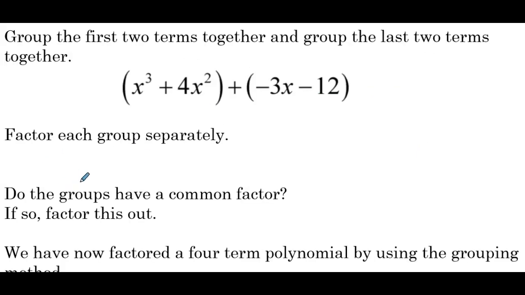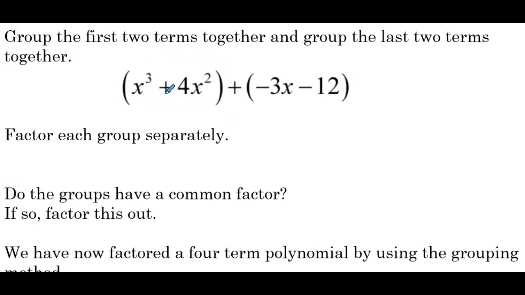Well, the key here is to group terms within the polynomial together, hence the name factor by grouping. So group the first two terms together and group the last two terms together. That's going to give us x cubed plus 4x squared when grouping the first two, and then negative 3x minus 12 grouped together as well. Now we're going to factor each group separately. So we're going to treat this set of parentheses as its own GCF problem.